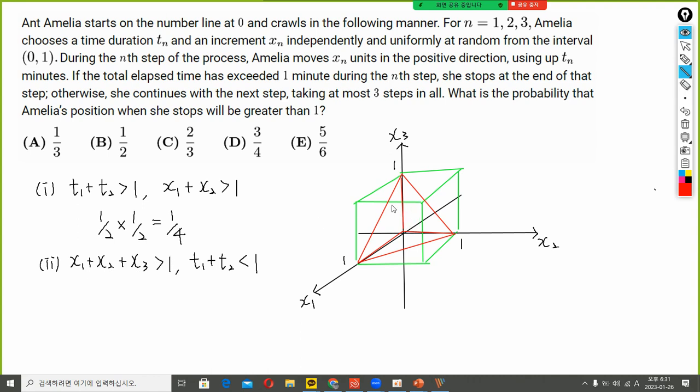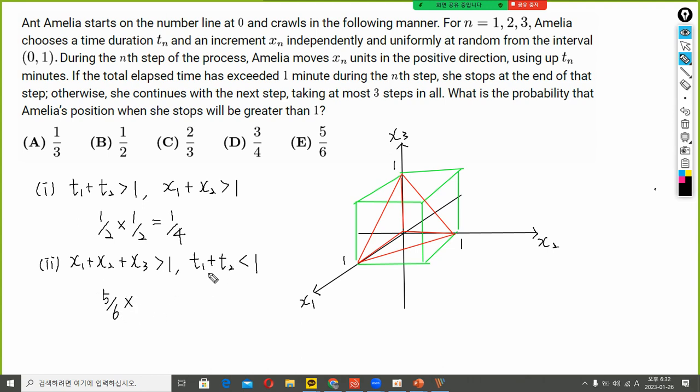Because the total volume is 1, 1 times 1 times 1 is 1, and the volume of this triangular pyramid is 1 over 6. The base area is 1 half, and for the volume of a pyramid, we divide it by 3. Less than 1, the probability is 1 over 6, so the complement probability for greater than 1 is 5 over 6. 1 minus 1 over 6 is 5 over 6.